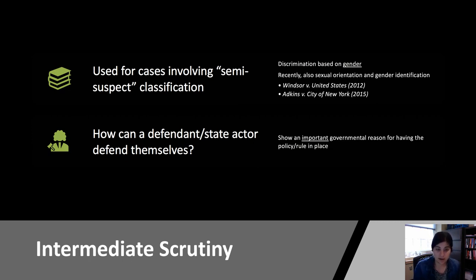In the prior scrutiny level of strict scrutiny, we said that they had to be able to show a compelling government reason in order to defend themselves. So you might think, what's the difference between compelling and important? The difference can be described as: compelling interest means they must show, important reason means they should show. So just to give you an idea there in terms of the difference.